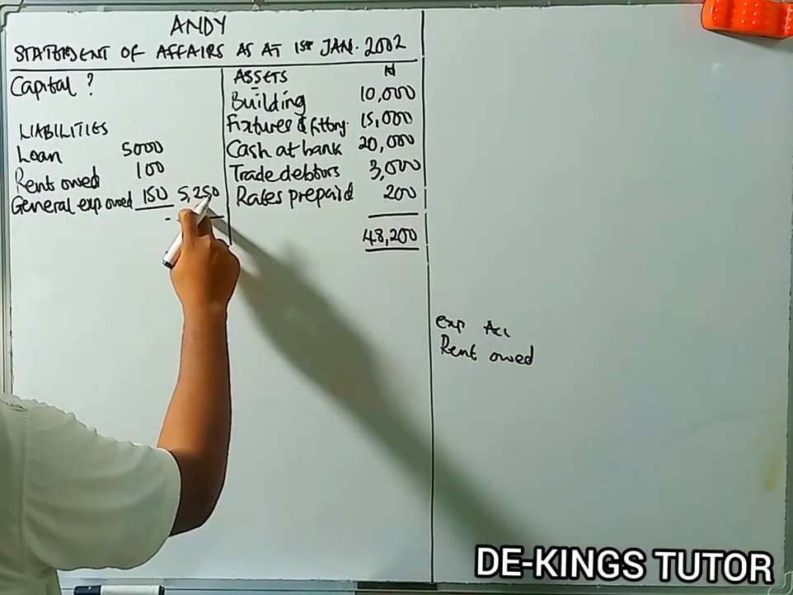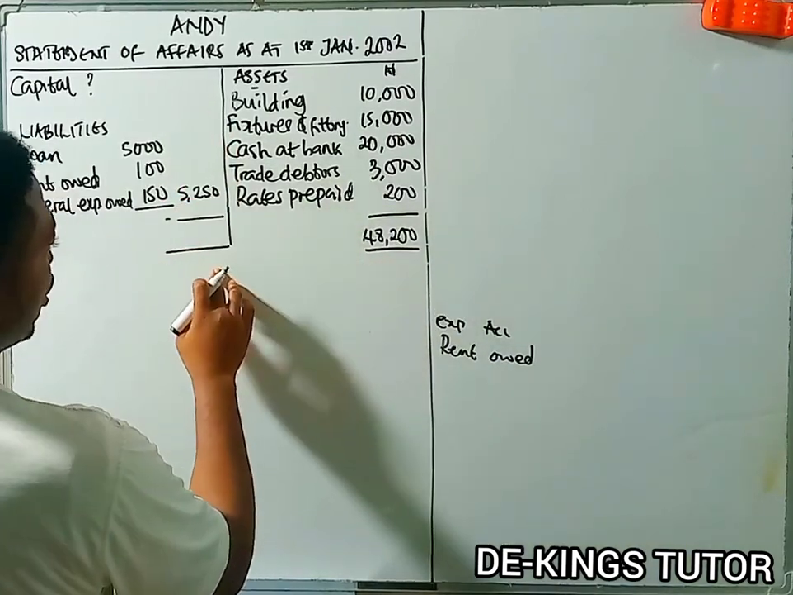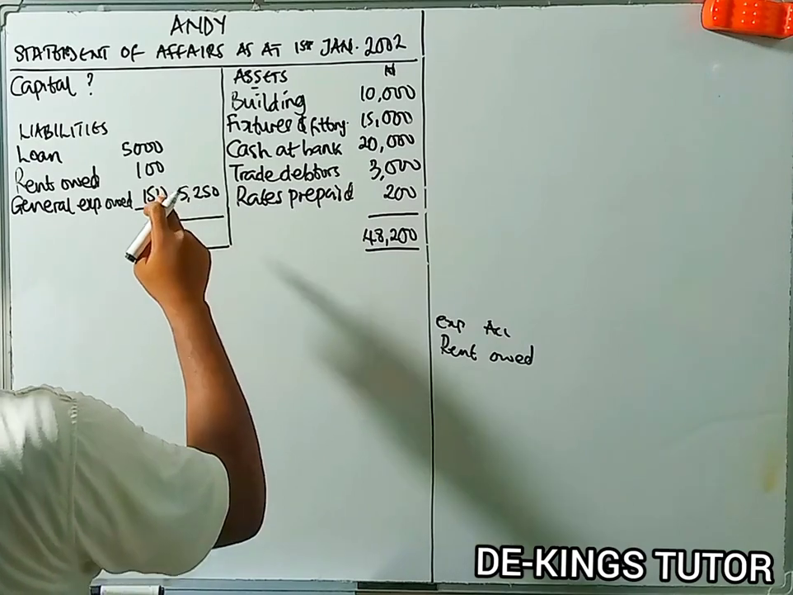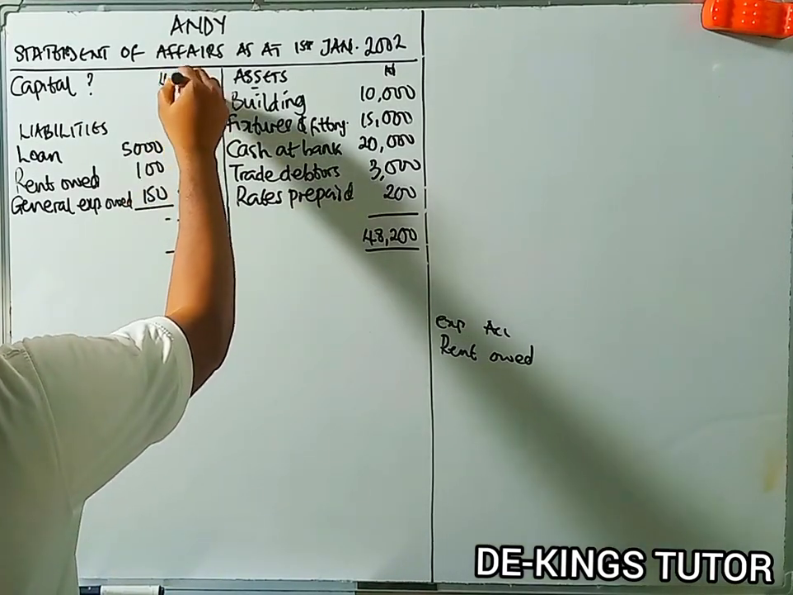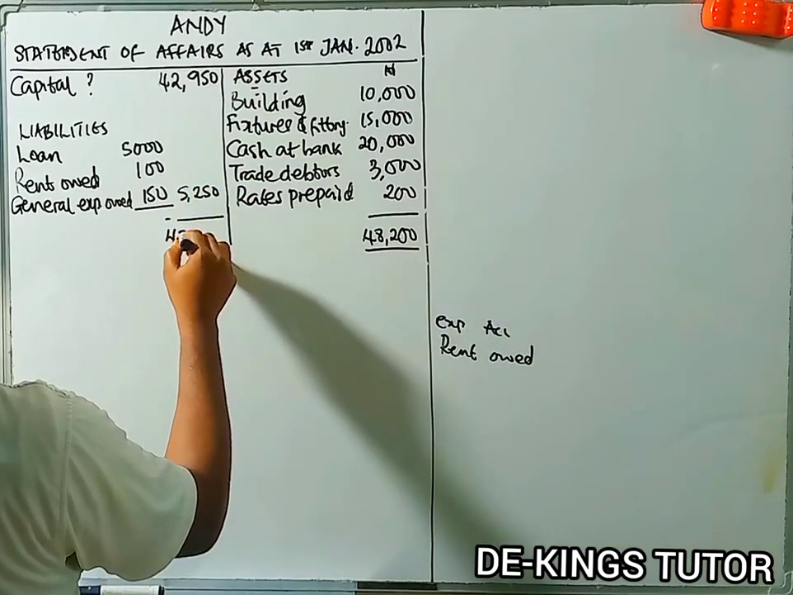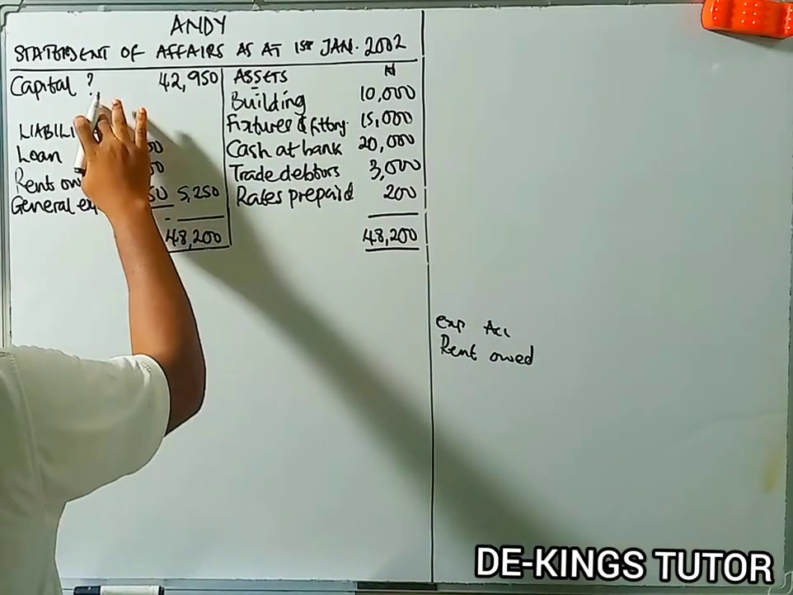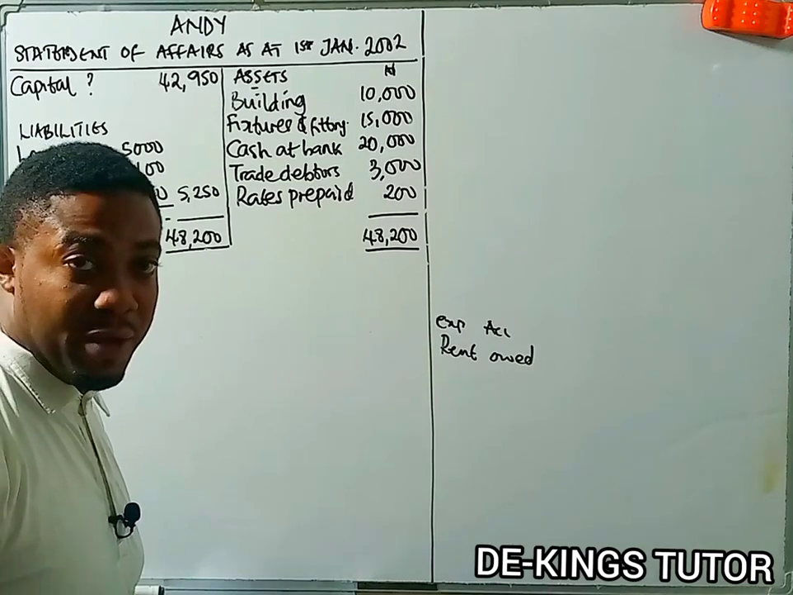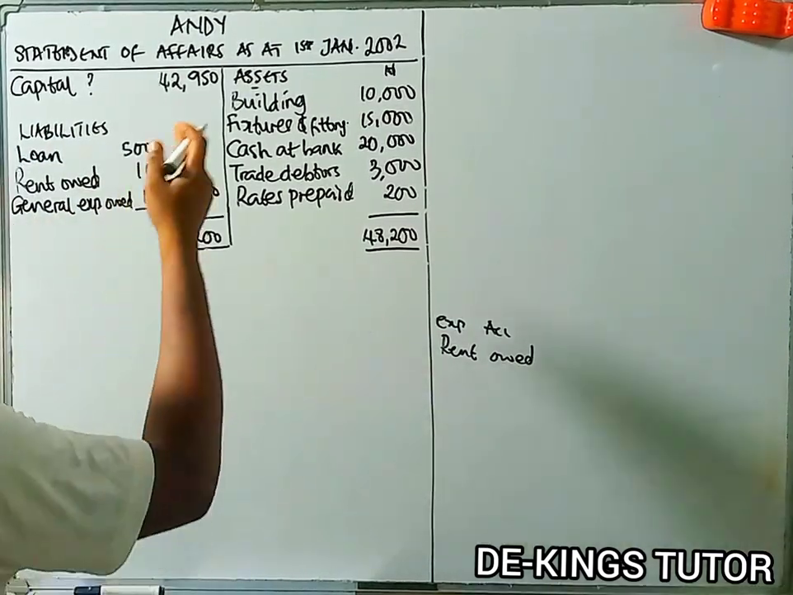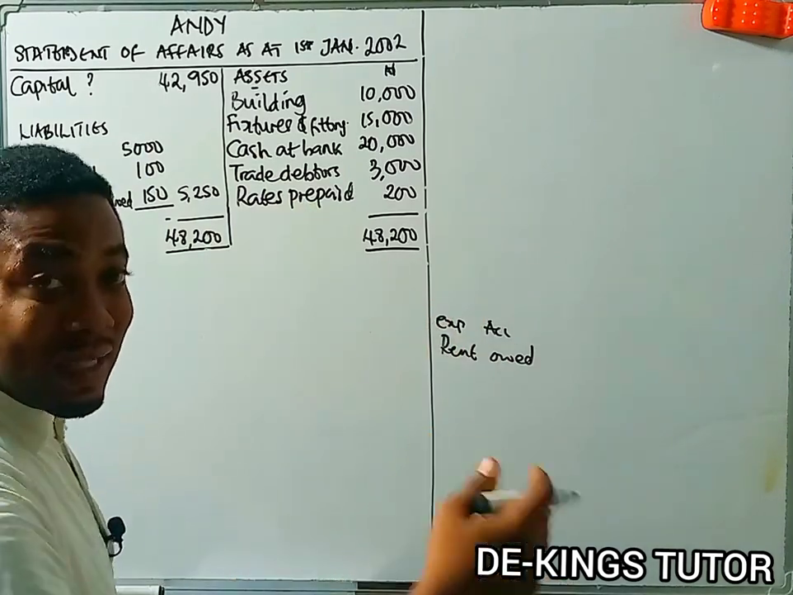48,200 minus 5,250. Remember, this is supposed to balance. So for it to balance, this becomes a balancing figure. So 48,200 minus 5,250. From my calculator, this becomes 42,950. So that if we balance, this is 48,200. So this is our opening capital. Okay, so we are going to use that opening capital. Now the next thing is to also prepare the statement of affairs for the end to get the closing capital.